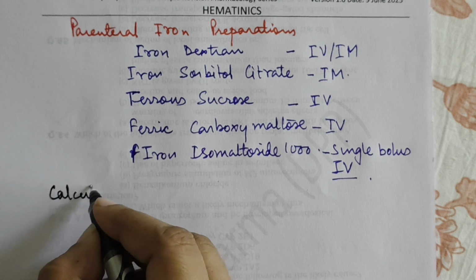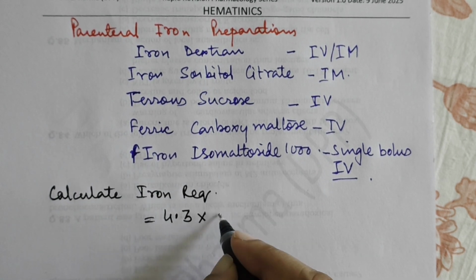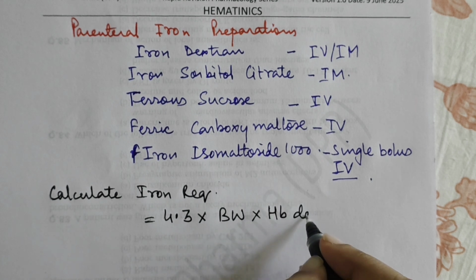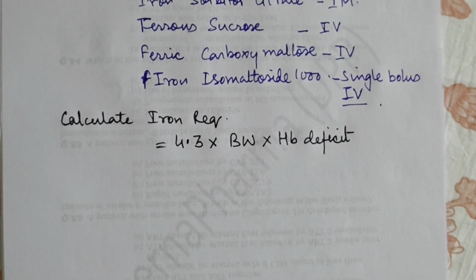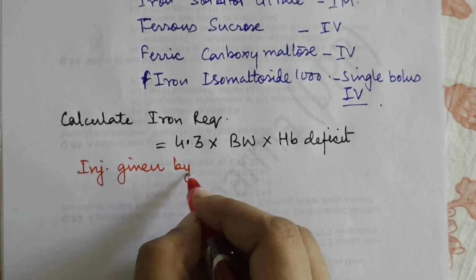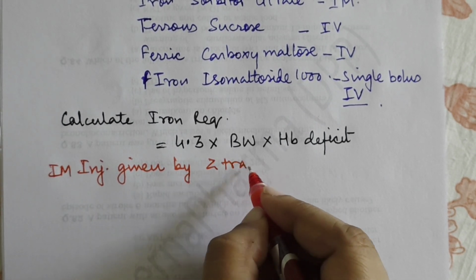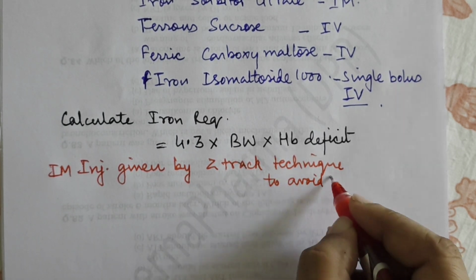So these are the parenteral iron preparations. How to calculate iron requirement? The formula is 4.3 into body weight into hemoglobin deficit. It is a very simple formula, and it is also asked in the MCQ, so please remember this formula. Then injections given by intramuscular, Z-track technique to avoid pigmentation, right? To avoid pigmentation.